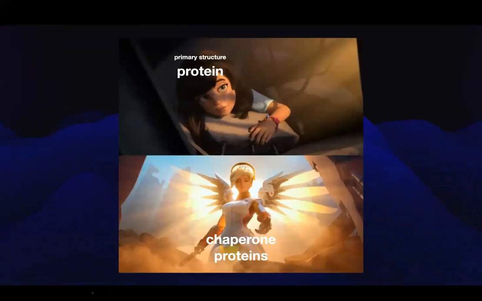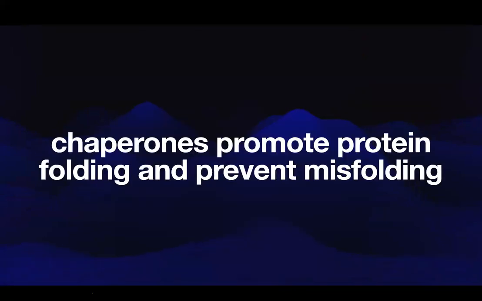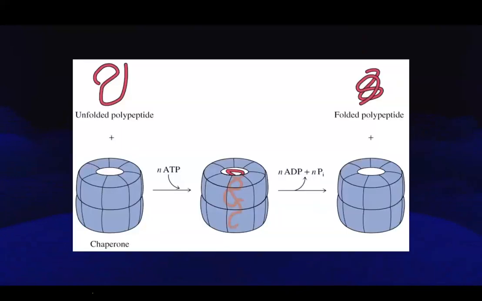And it's mainly aided by something called chaperone proteins. Chaperone proteins are proteins themselves whose main function is to aid in the process of folding. So what these chaperones do is promote protein folding, and they are also there to prevent misfolding. And we're going to have a whole section where we talk about misfolding because it's kind of important. So let's go over how chaperones help in that.